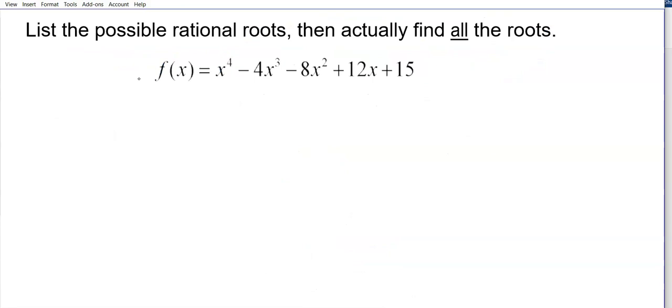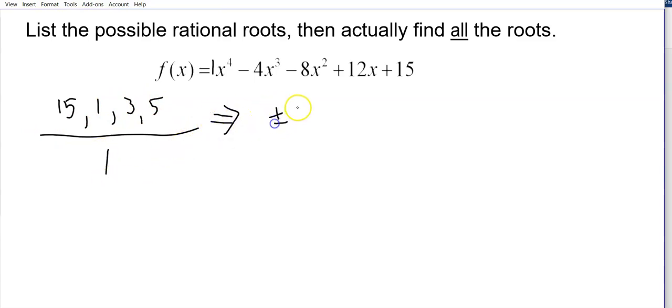List all the possible roots. Again, kind of an easy one just because that value is 1. So factors of 15: 15 and 1, 3 and 5. All those are plus or minus. Factors of 1 in the denominator. So the values you get are plus or minus 15, plus or minus 5, plus or minus 3, plus or minus 1. So you have 8 different possible answers there.